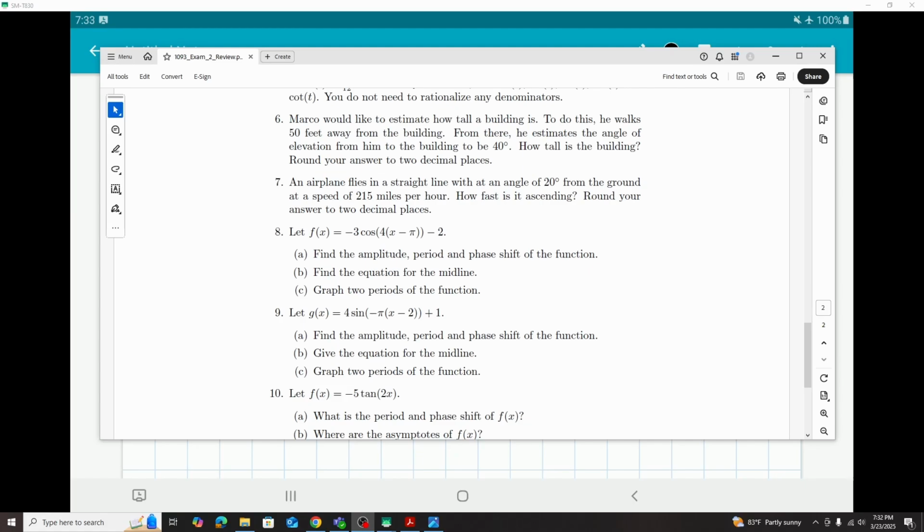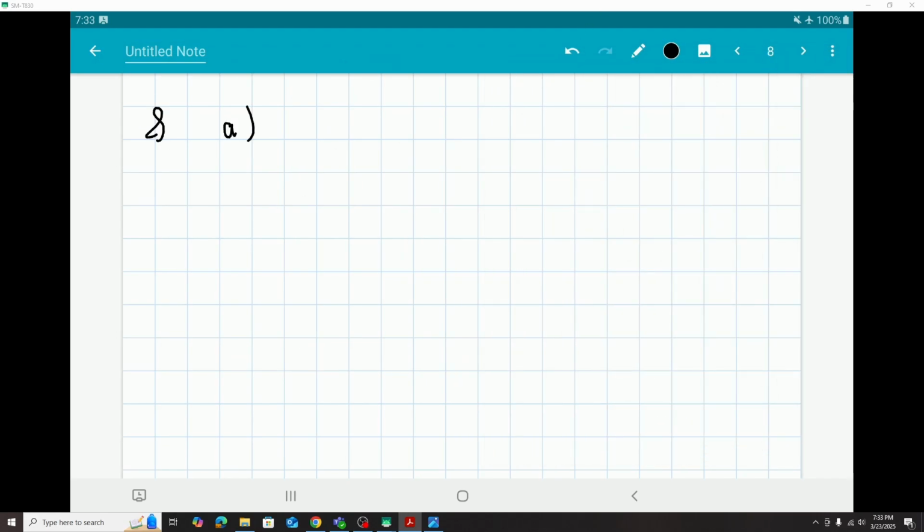Number 8. So this gives us a function f of x equals minus 3 cosine of 4 times x minus pi, minus 2. So this has got a little bit of everything in it, and it asks us to find the amplitude, period, and phase shift to start. After that, it asks us to find the equation for the midline. We're actually going to cheat and find that after instead. And then we want to graph 2 periods of the function. So let's start with amplitude, phase shift, and period.